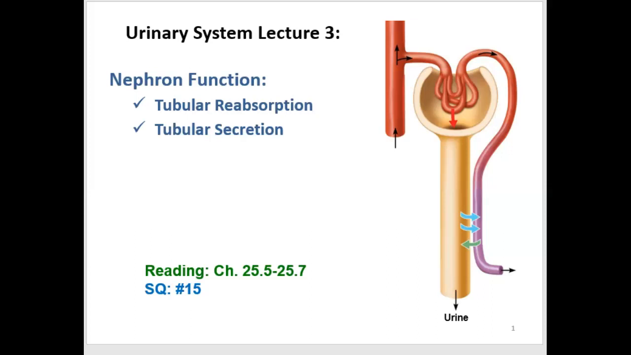The focus will be on the second and third processes that occur during urine formation. If you recall, the first process is glomerular filtration, shown by the red arrow here in this diagram.